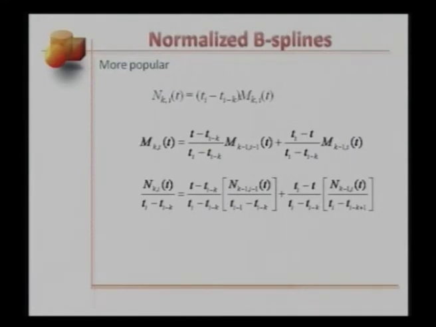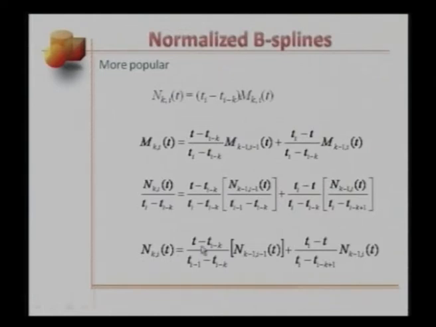We can simplify this relation to get N_k,i(t) equals (t minus t_(i-k)) over (t_(i-1) minus t_(i-k)) times N_(k-1),(i-1) of t, plus (t_i minus t) over (t_i minus t_(i-k+1)) times N_(k-1),i of t. What we have done here is, if this factor comes in the numerator on the right hand side, this factor gets cancelled with this factor and this factor here.